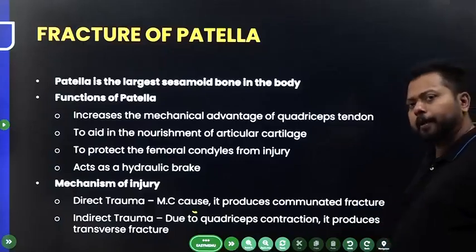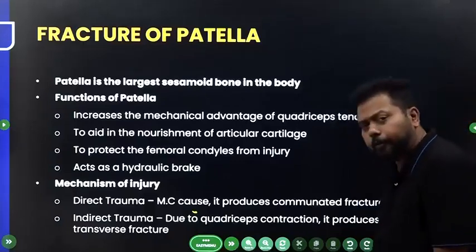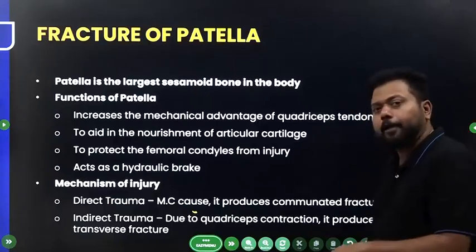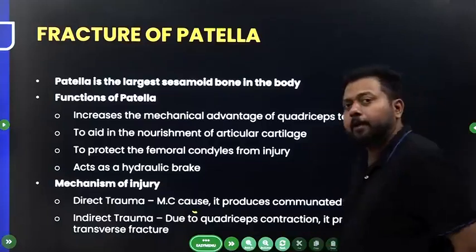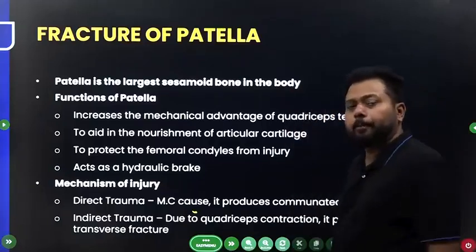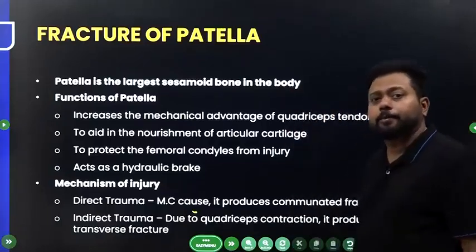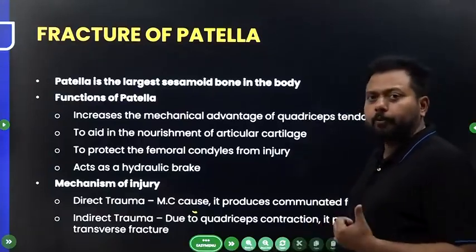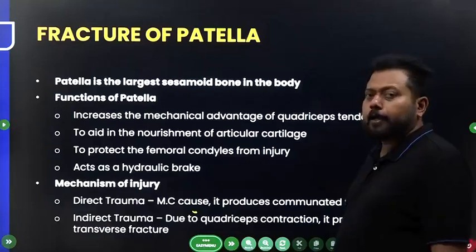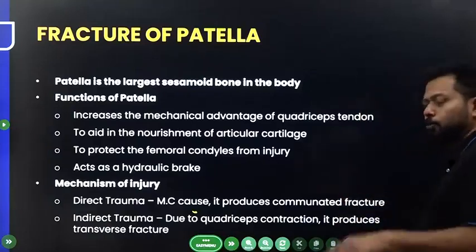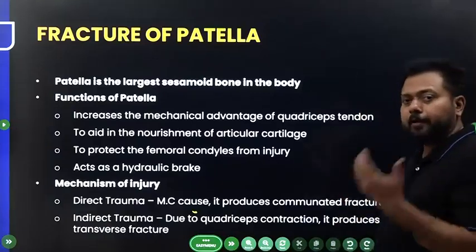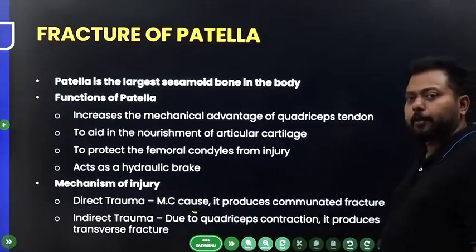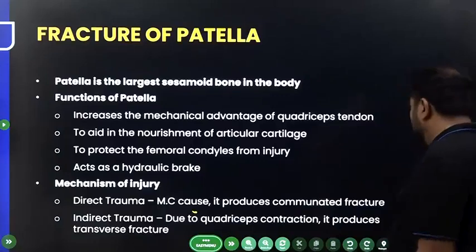Indirect trauma. How indirect trauma? Violent contraction of quadriceps femoris can cause fracture patella. For example, you are walking, you have not noticed a big pit. Without knowing, you put your foot on the pit. What happened? Violent contraction of the quadriceps happens. The patellar tendon and the quadriceps tendon are pulled and the patella will go for a transverse fracture. So these are the two mechanisms: direct trauma, indirect trauma. Direct trauma is the most common mechanism. Indirect trauma is due to violent pull by the quadriceps.